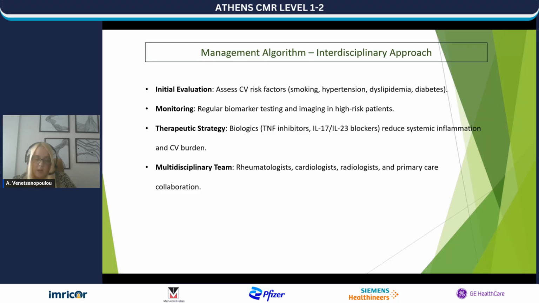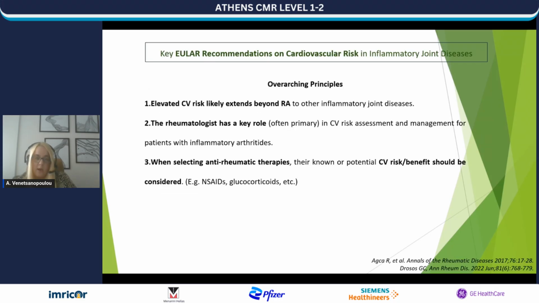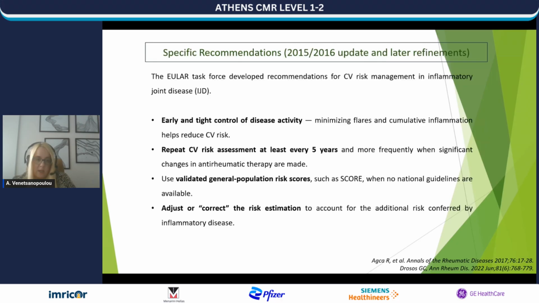So there are guidelines, and we use them, and we have borrowed some of the guidelines from rheumatoid arthritis. Those guidelines have some main principles, like that cardiovascular risk extends beyond rheumatoid arthritis. We know that very well, that the rheumatologist has a key role, and we must be very, very cautious, as I said, when we select antirheumatic therapies that have cardiovascular effects.